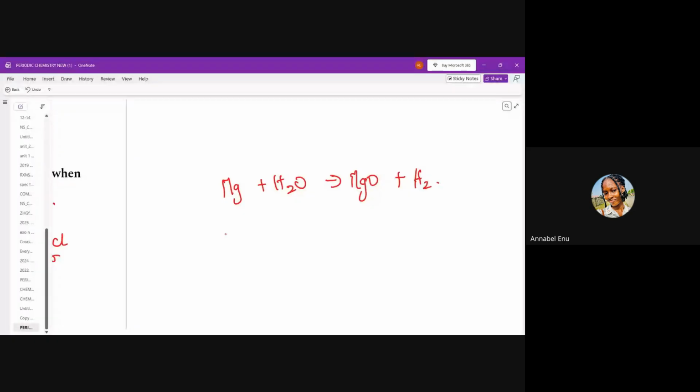Also, metal will react with acid to give us what? Salt plus hydrogen gas. So these are reactions of metal. This metal can be any other metal in the periodic table. They can ask you for sodium, for calcium, for potassium, for aluminium. Okay.